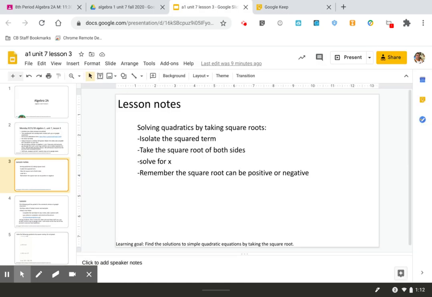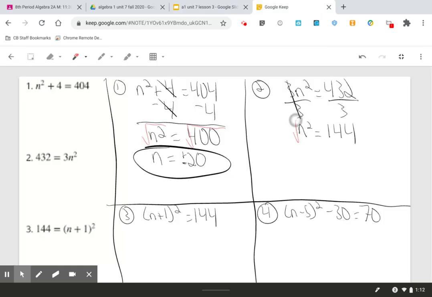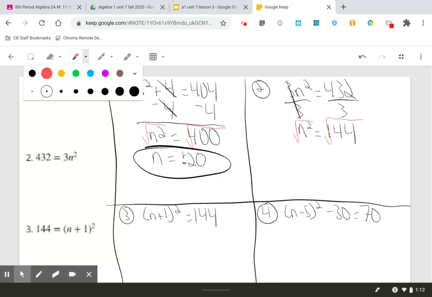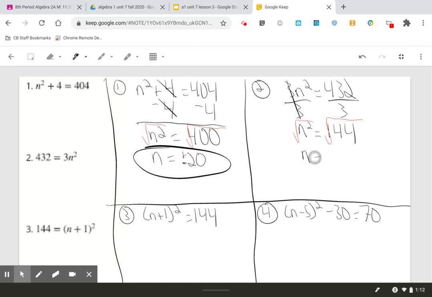I basically do the same thing I did in number 1. The squared term is isolated. Now I'm going to take the square root of both sides, since squaring is the opposite of square rooting. So that will give me n equals the square root of 144. If you need a calculator, use a calculator, it is 12. So it's going to be n equals positive 12 and negative 12, because 12 times 12 is 144, and negative 12 times negative 12 is 144.